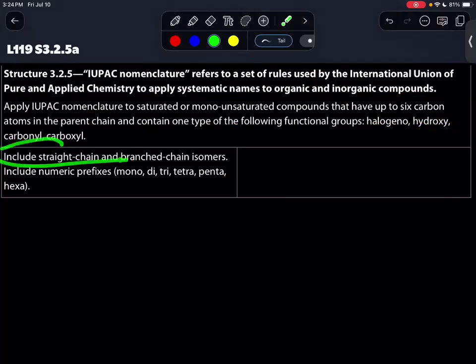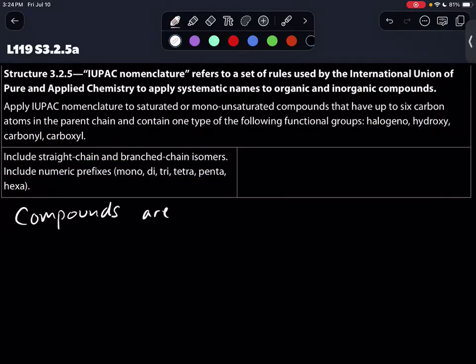Today we're only doing straight chain, not branch chain isomers. We will use numeric prefixes, mono, di, tri, tetra, penta, and hexa in our nomenclature as well. So to jump right in, like we mentioned, compounds are named using a couple of rules.